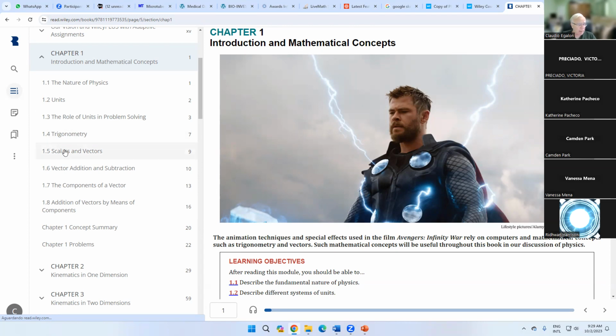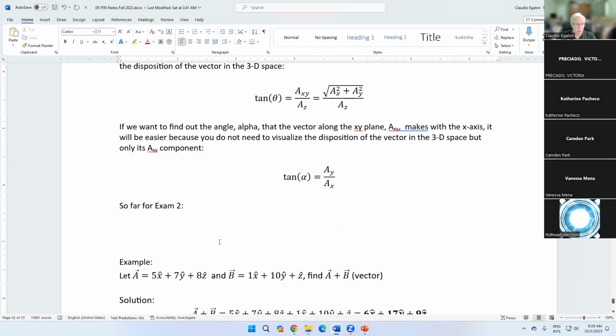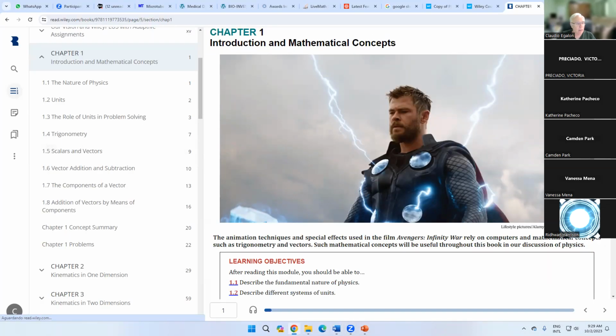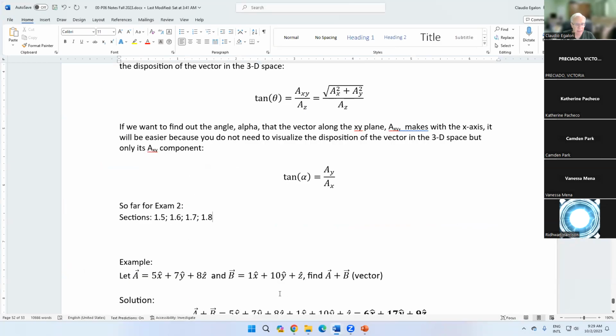But those are the sections of chapter 1 that we just finished covering: 1.5, 1.6, 1.7, and 1.8. I'm going to write that down here for you. So far, for exam 1, sections 1.5, 1.6, 1.7, and 1.8. Yeah, 1.5 is scalars and vectors.